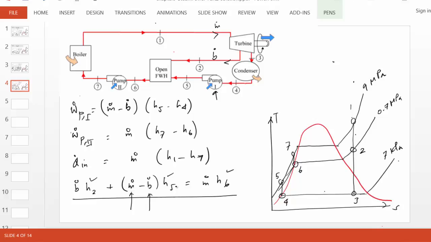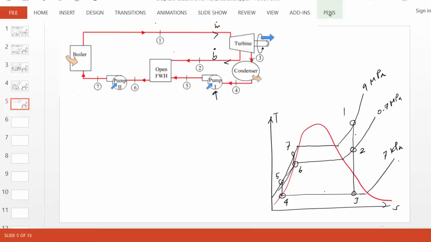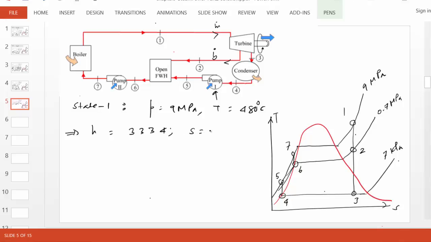Okay, this is the time to find out all the enthalpies. So let's keep on calculating the states now, the enthalpies of each state. State 1, we know pressure, 9 MPa. We know the temperature, and we can use the superheated table to figure out enthalpy, which is 3334, and entropy, which is 6.588.